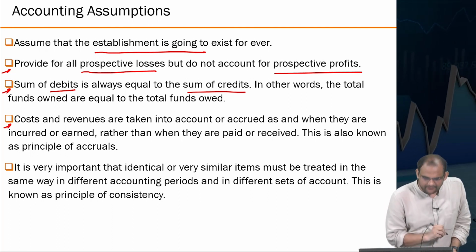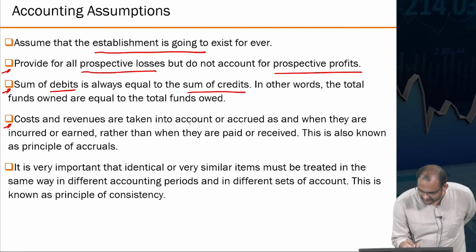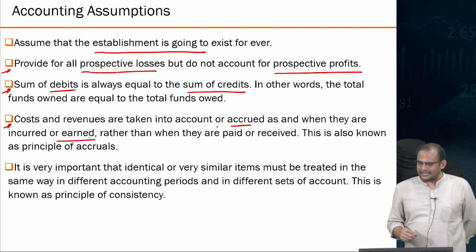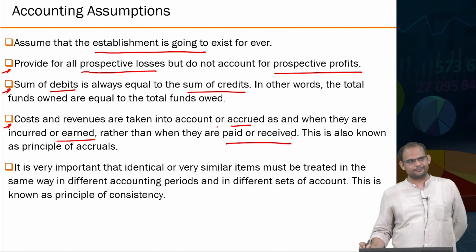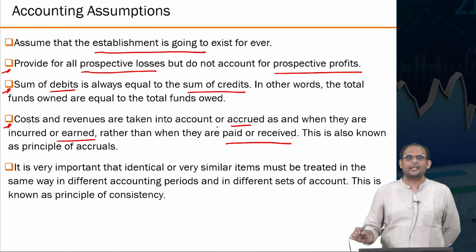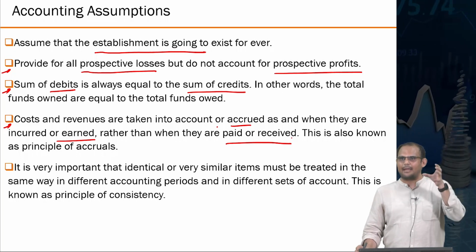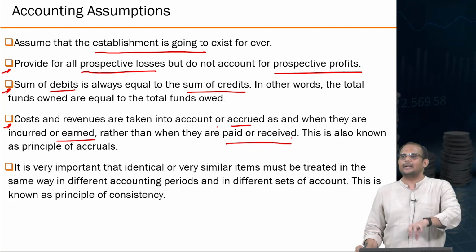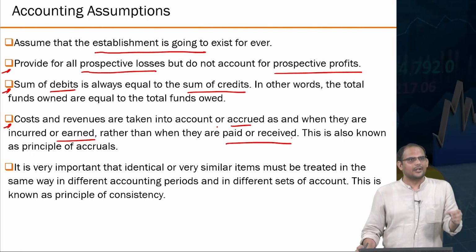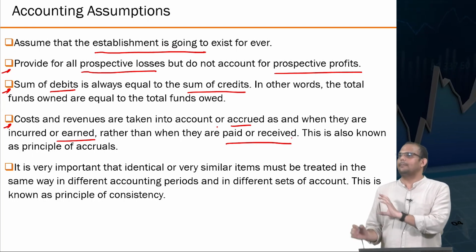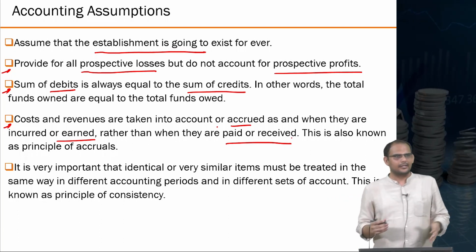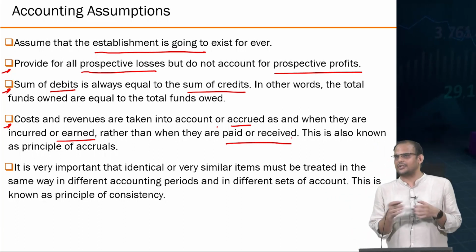Then this principle of accrual. Costs and revenues are taken into account or accrued as and when they are incurred or earned, rather than when they are actually paid or received. This is the example that I have shown you multiple times. In an online world, especially with cash on delivery, the moment Amazon sells you the product, immediately that sale is reflected in their balance sheet or financial statements, not when you as a customer actually pay the cash on delivery. So the effect of delivery time is not considered in this. And the same principle applies even for construction, for everyone else.